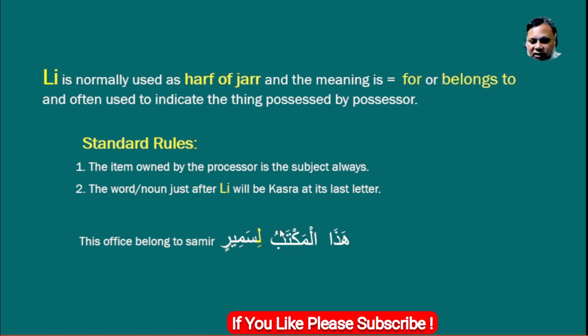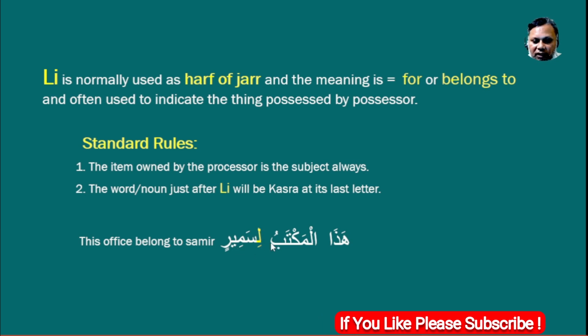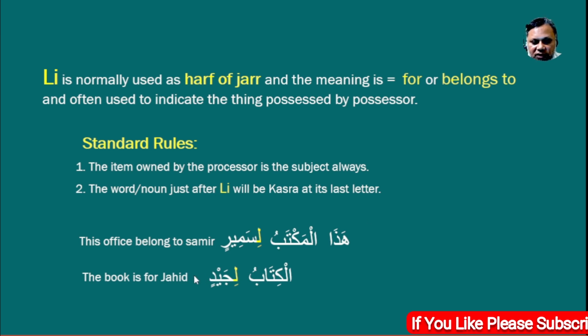So this object here, al-maktabu, will always be the subject. This is rule number one. So al-maktabu is the thing Samir possessed or owned. Al-maktabu is the subject, so it gets dhamma. And the word after li, Samir, will get kasra at the last letter. Li Samirin. These are the rules. Now one more example. The book is for Zahid, or the book belongs to Zahid. Same thing. Al-kitabu li Zaidin. This is li used as a harf of jar.